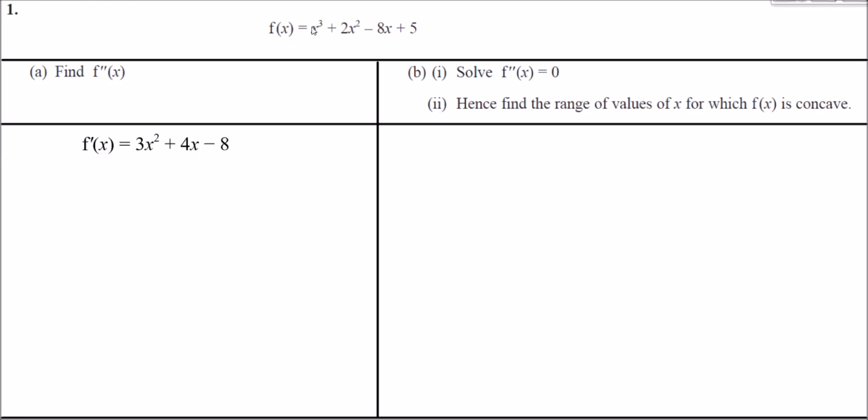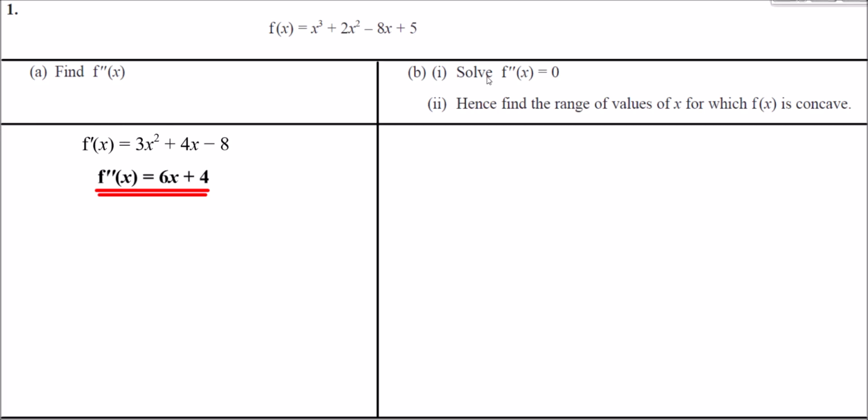get this expression here. x cubed becomes 3x squared. The power comes to the front, then we reduce the power by 1. 2x squared becomes 4x because of the same reason, and minus 8x goes to minus 8. So then we have to differentiate again to find the second derivative. So finally, the second derivative becomes 6x plus 4. 3x squared becomes 6x, 4x becomes 4, and the constant term minus 8 vanishes, just as that 5 vanished when taking f dashed of x.